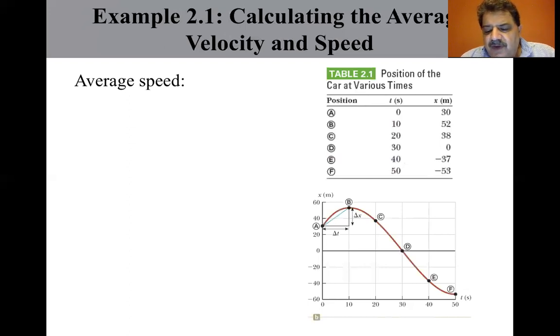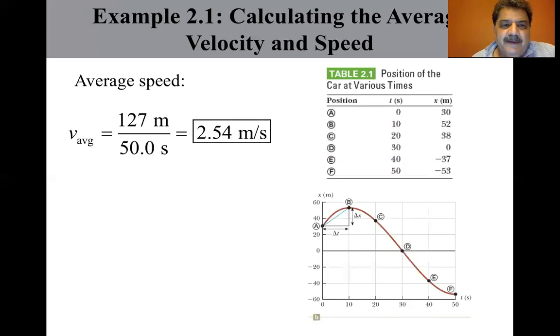Use this equation to find the car's average speed. 127 meters divided by 50 seconds is 2.5 meters per second. Notice that the average speed is positive, as it must be.